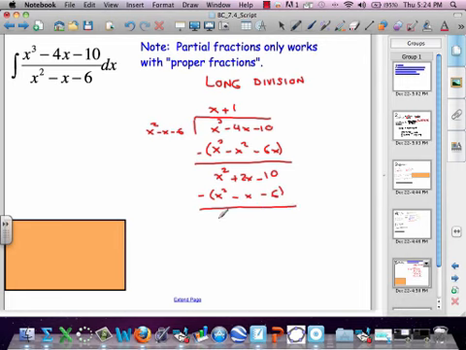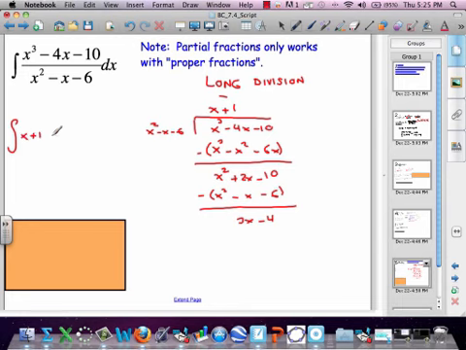The x squareds cancel. 2x minus negative x is 3x. Negative 10 minus a negative 6 is negative 4. Okay, what did we just do, and what does this mean? It means my integral is equal to this. This is my quotient, x plus 1. That's the part I like.